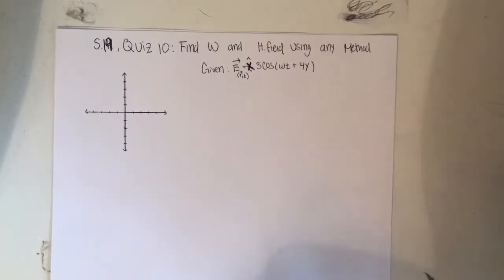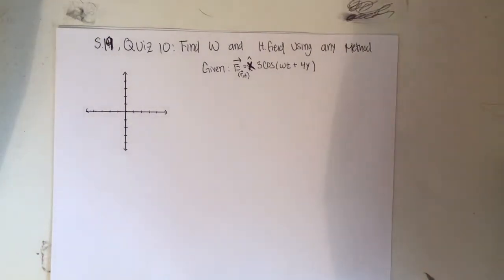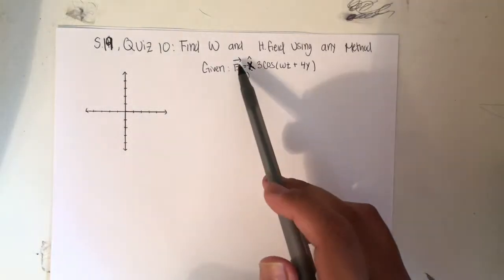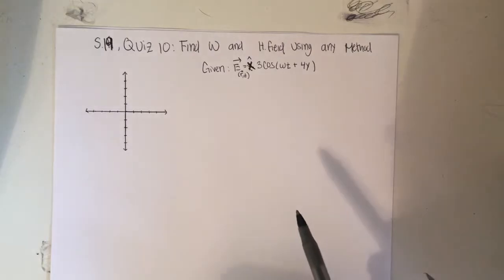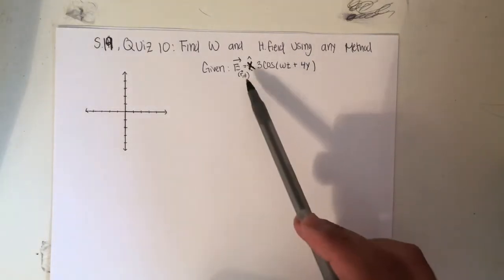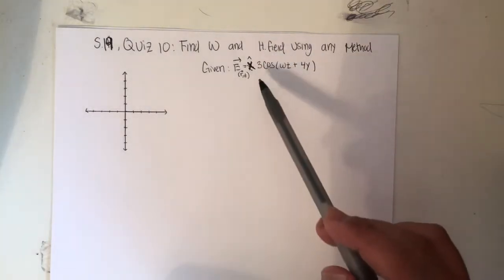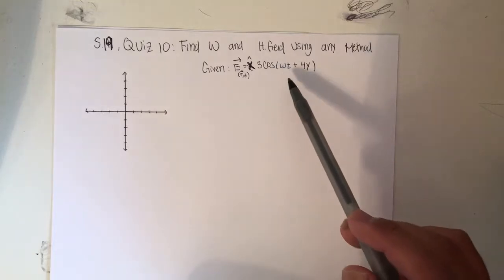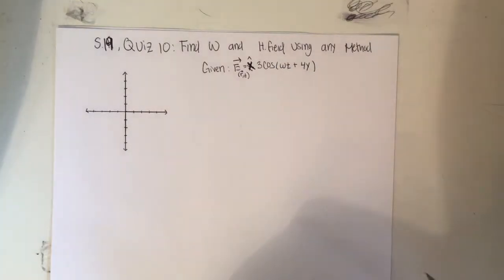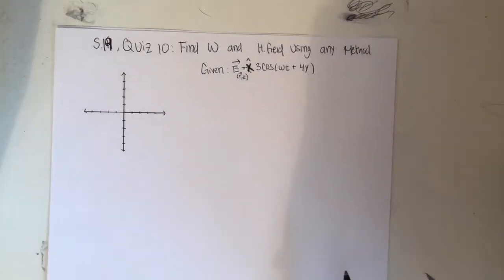Hello everyone, we'll be doing a Spring 19 Quiz 10 question, and the question is, find omega and H field using any method given E direction x hat 3 cosine omega t plus 4y. Alright, so the method that we will be using is the three-step method.